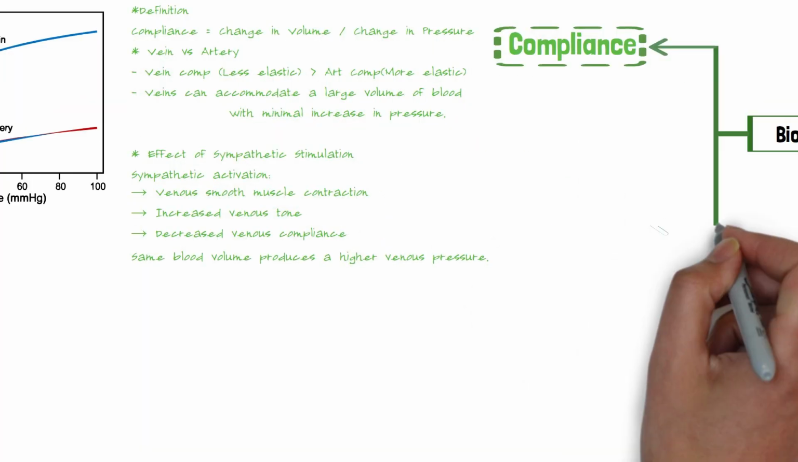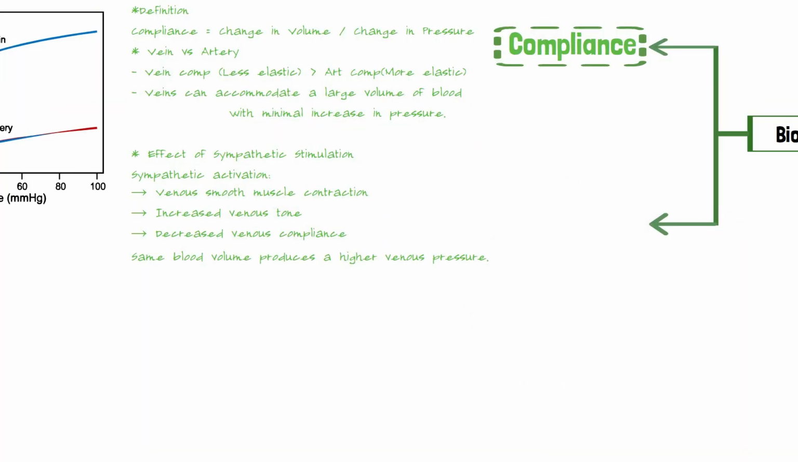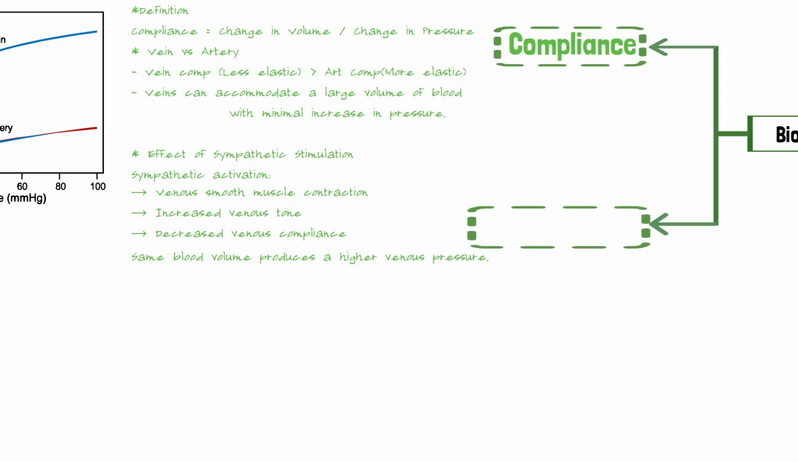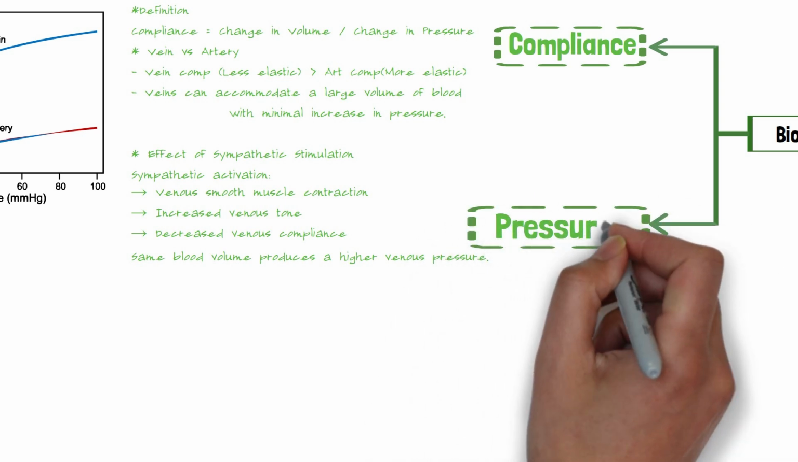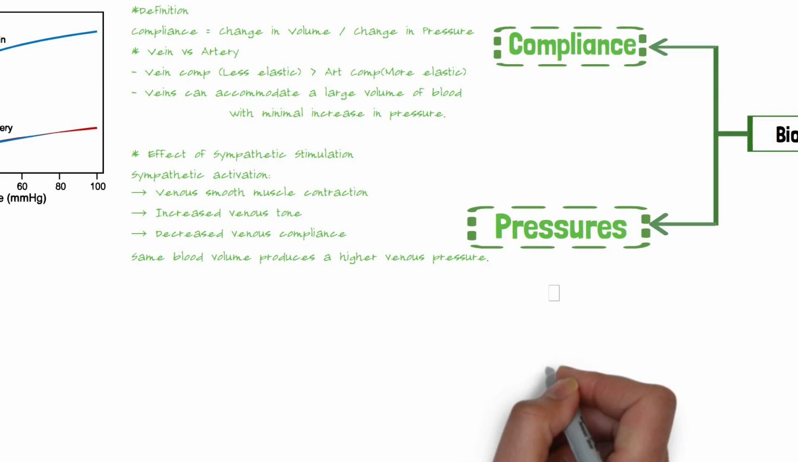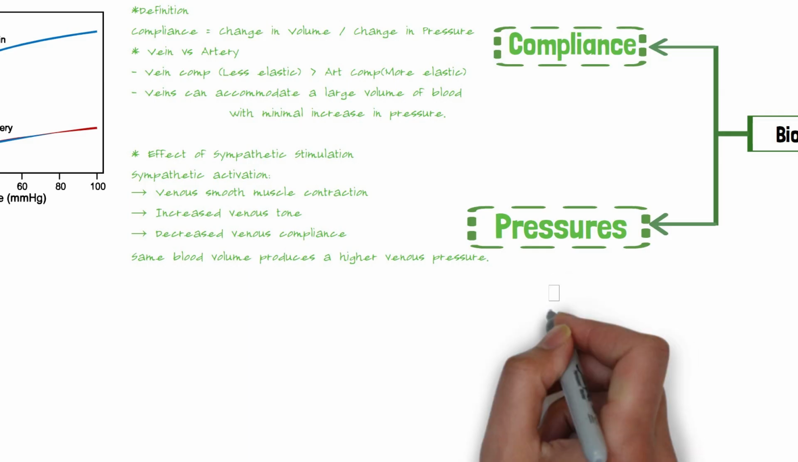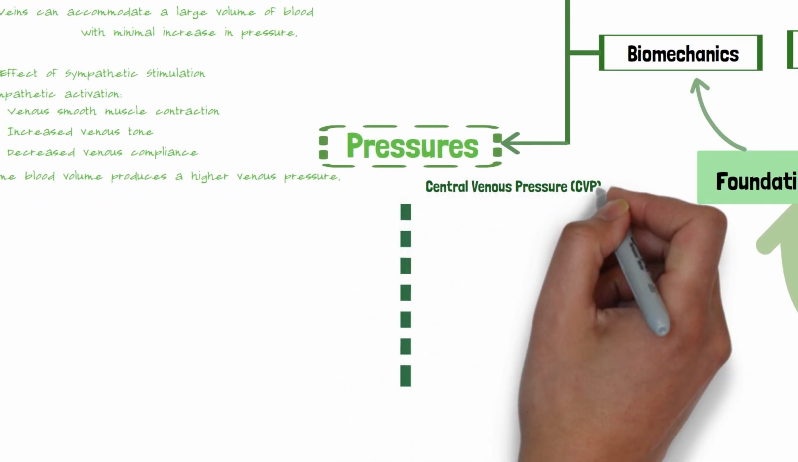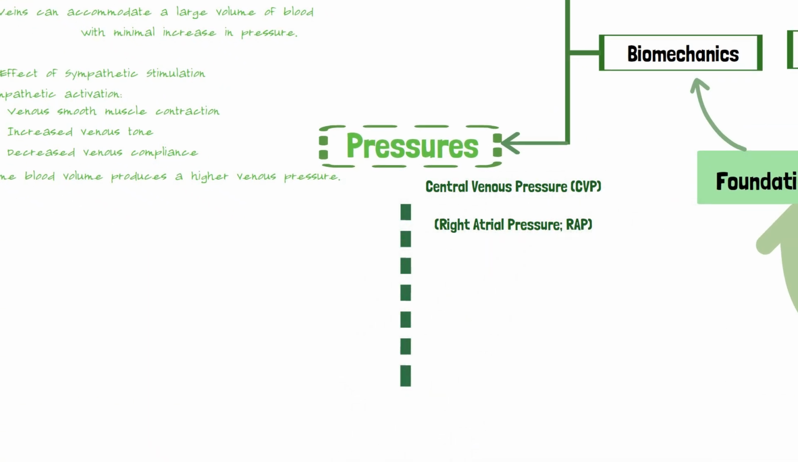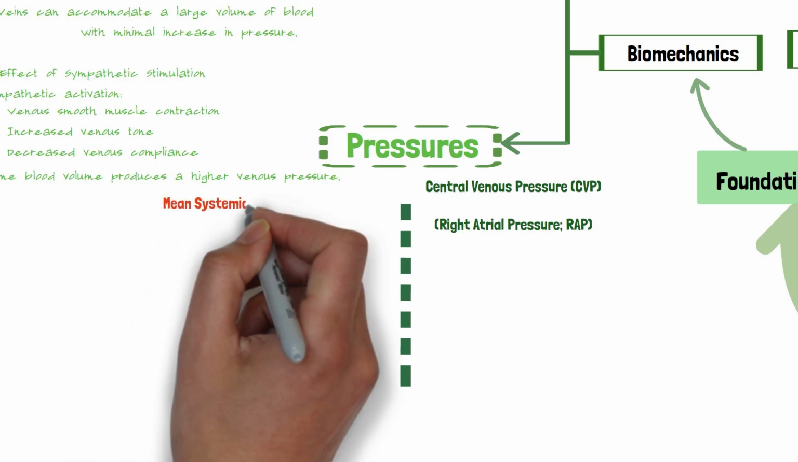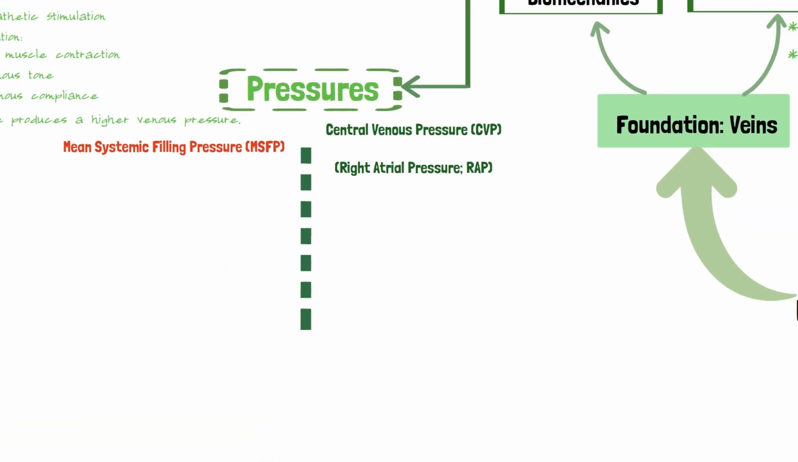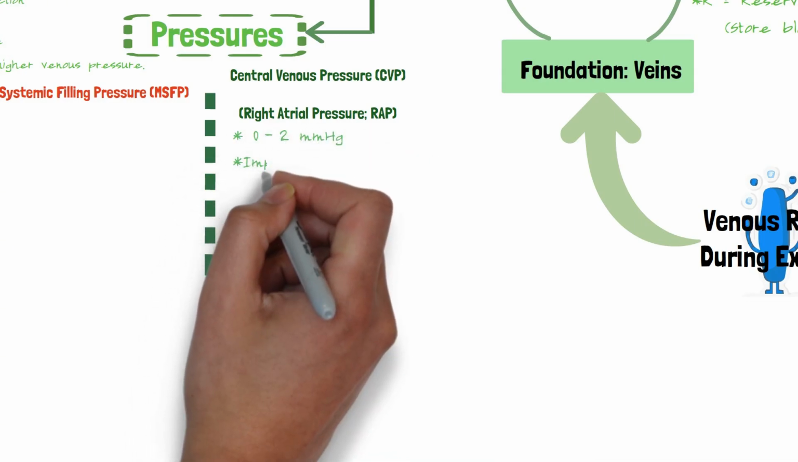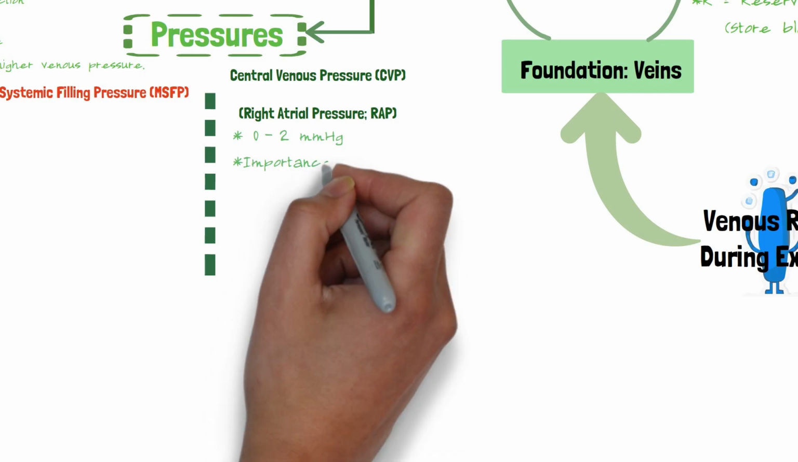Let's move to the second important point in the biophysics or mechanics of the vein, which is the venous pressures. There are two key venous pressures we are going to talk about: central venous or the right atrial pressure and the mean systemic filling pressure. Let's compare them one by one, starting with central venous pressure or the right atrial pressure. First, remember this normal value. The right atrial pressure equals 0 to 2 millimeters mercury.